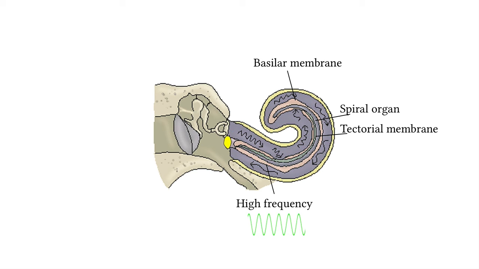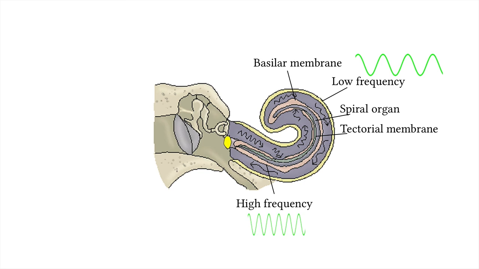If the vibrations coming to the oval window are of low frequency, then the vibrations will cause the apex, or far end, of the basilar membrane to vibrate. This then triggers vibrations in the part of the tectorial membrane that touches the hair cells at the apex of the spiral organ. When these hair cells move, then action potentials will be triggered on the associated sensory neurons. So the ear can identify different frequencies based on where the vibrations occur on the spiral organ.